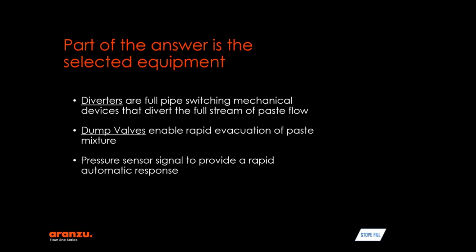A dump valve will enable rapid evacuation of paste mixture from the piping system in the event of a high pressure or a full blockage event. The dump valve will reseat post-actuation to enable downstream flushing. Dump valves have a pressure rating of up to 25 MPa. Both these devices can be actuated from a pressure sensor signal and provide a rapid automatic response to an imminent blockage event. The pressure limits can be adjusted by authorised personnel to suit the system's requirements and supported by a validated flow model within the fill process.